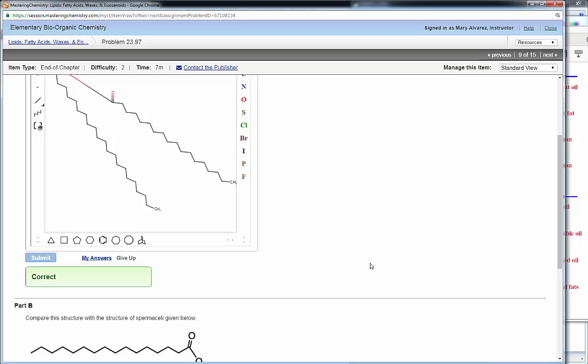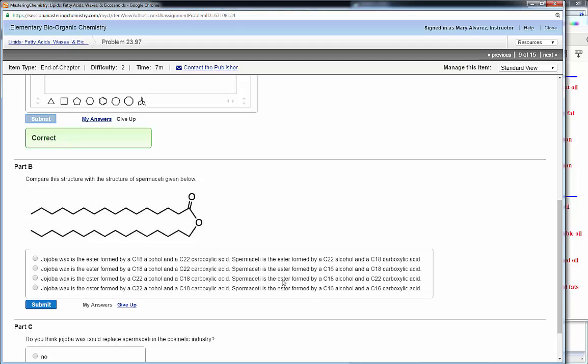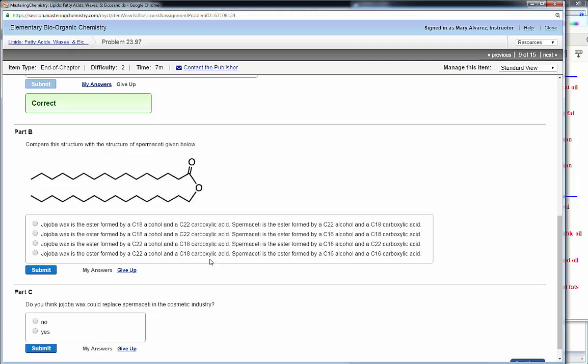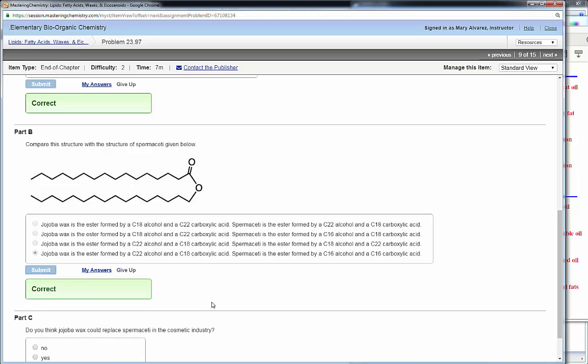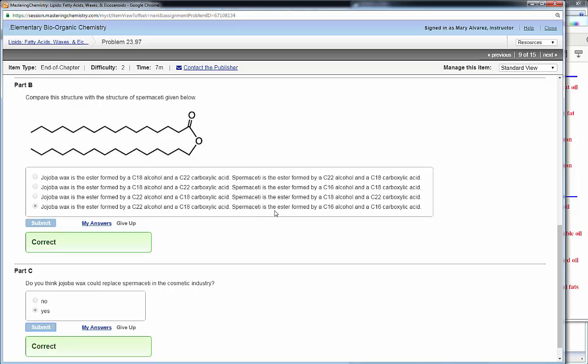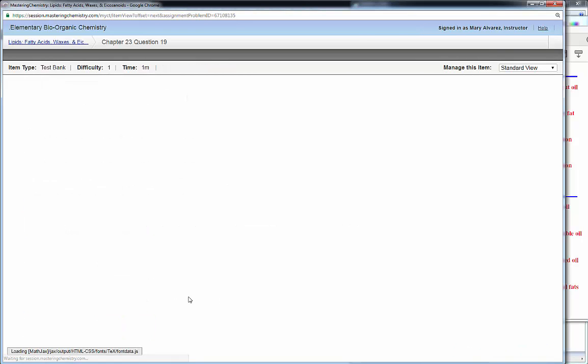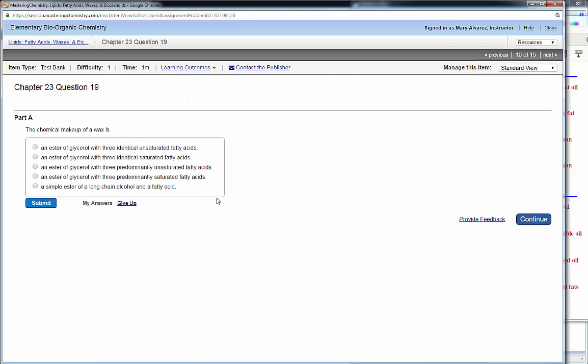All right, compare this structure with spermaceti, which is given here. For spermaceti, we determined that they had us make a C16 alcohol and carboxylic acid. And for jojoba wax, we had the 22 alcohol, which is what they said, and a C18 carboxylic acid. So this is the one, just slightly longer for the wax here. Could it replace spermaceti in the cosmetic industry? We hope so, because spermaceti you get from whales and they're endangered. We don't want to keep hunting them. So it is used pretty widely there.